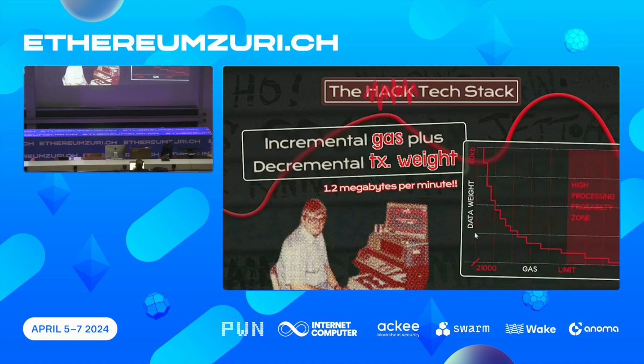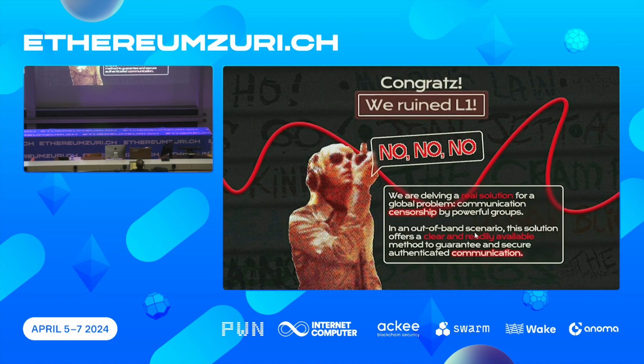So, what is the tech stack? We use incremental gas plus decremental transaction weight. This lets us do 1.2 megabytes per minute. This means the high processing probability zone is avoided, and we are making big data weight transactions with low gas fees. Then we decrease the data weight and increase the gas fees, so we avoid this happening. So congrats, we're in L1.